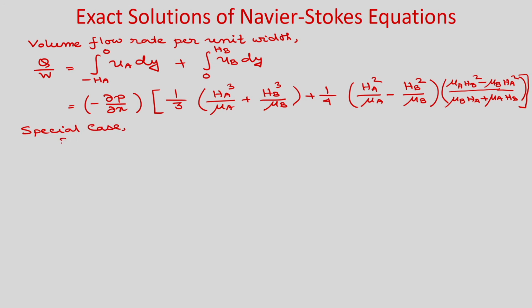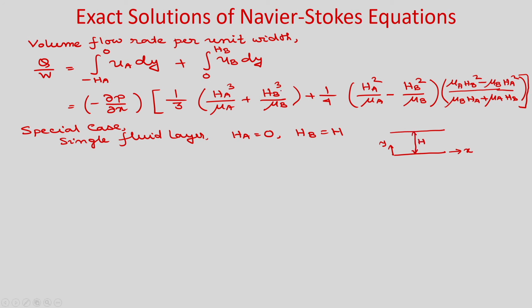So, special case where you have a single fluid layer, where we can put H A is equal to 0 and H B is equal to H. Then you will get a single fluid layer and it is the representation of plane Poiseuille flow, where y is measured from the bottom plate and x is the axial direction and this is H.